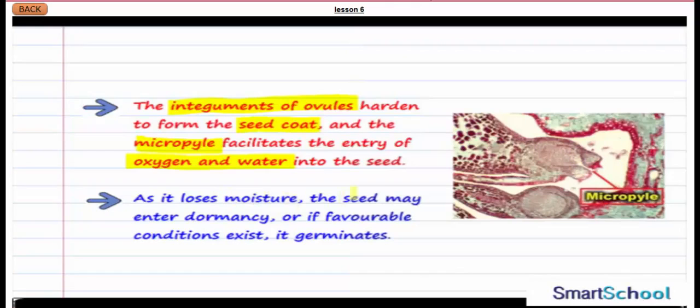As it loses moisture, the seed may enter dormancy or if favorable condition exists, it germinates. So as the moisture is lost by the seed, it enters a state of dormancy or temporary death, or if favorable conditions exist, it germinates.